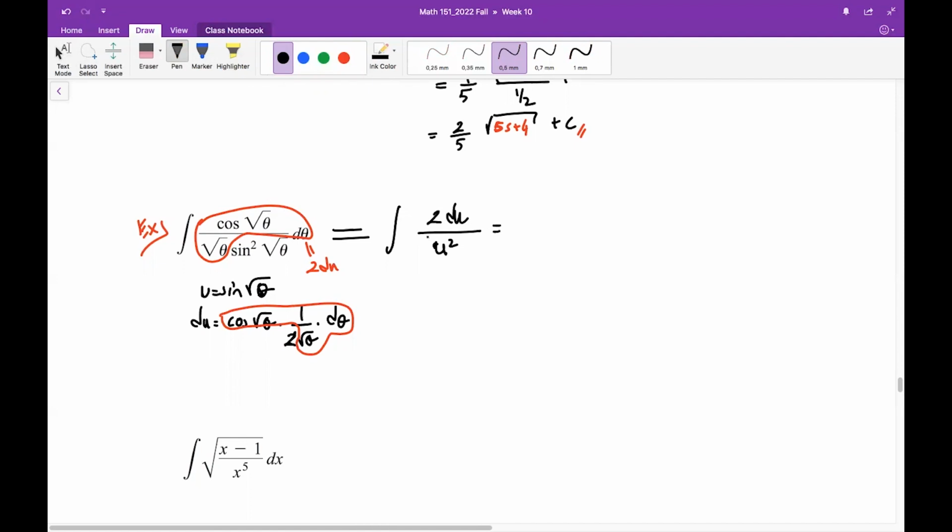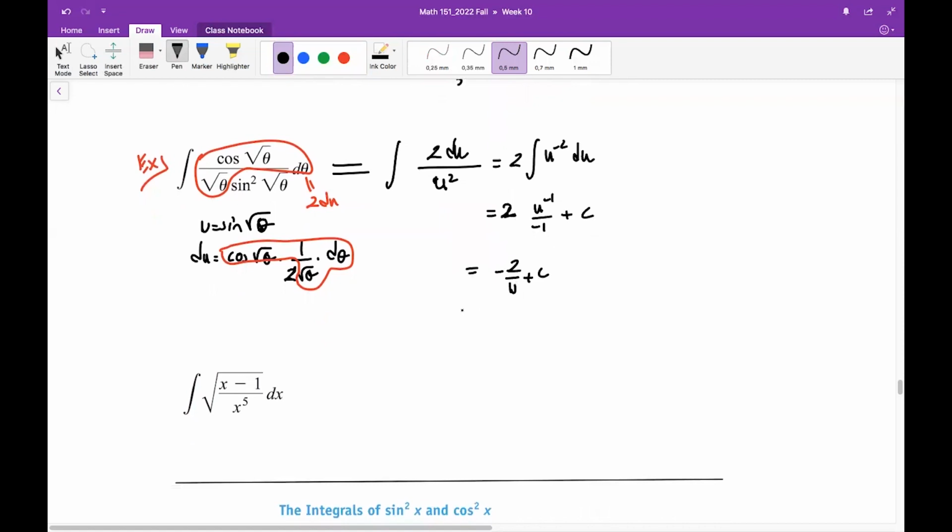Okay, now this is a very simple function to integrate because it is just a power function like this. So add 1 to the power, divide by the same power, your arbitrary constant. So it is minus 2 over u plus c, and then you need to do back substitution. So minus 2 over what was u? U was this thing. Sine square root theta was u, and then plus c, of course. So this is your overall result now. Instead of u, you do back substitution.